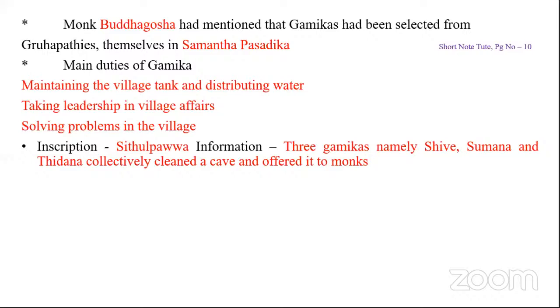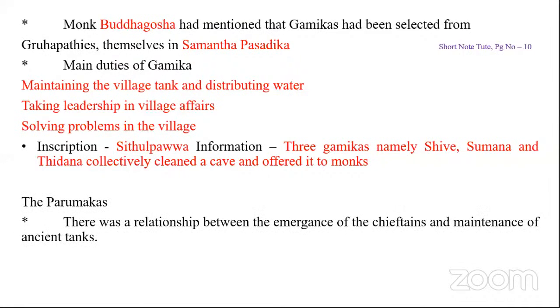And inscriptions tell about the cooperation of Gamikas. That means Gamikas were working cooperatively. In the Situlpa inscription, the information is that three Gamikas, namely Shiva, Sumana and Tidana, collectively cleaned a cave and offered it to monks. This shows that Gamikas were working collectively and cooperatively. Three leaders of three villages collectively cleaned a cave and offered it to monks. That was the best merit a person could do in history, cleaning a cave and offering it to monks for living.